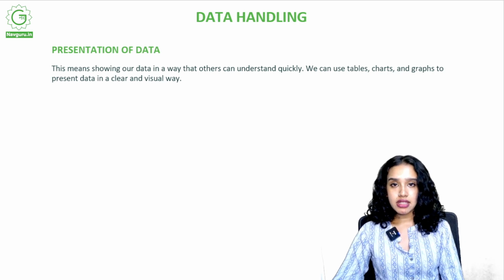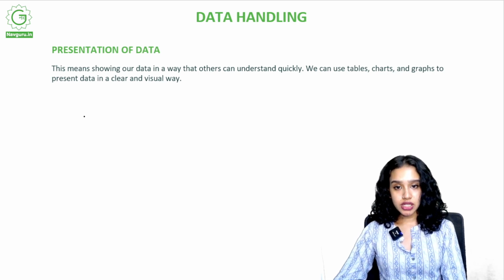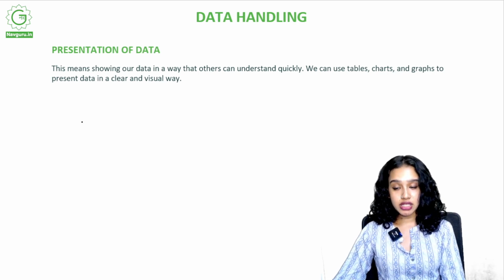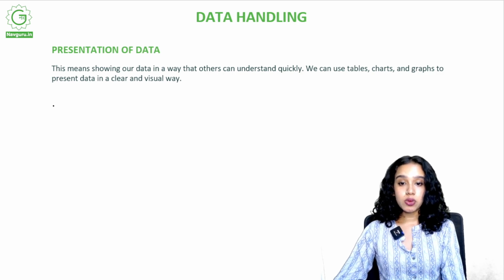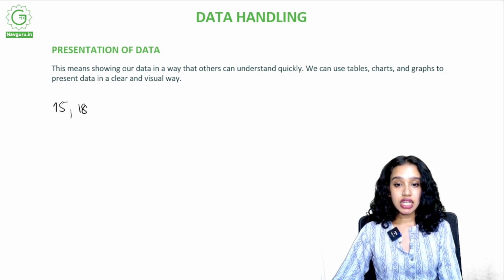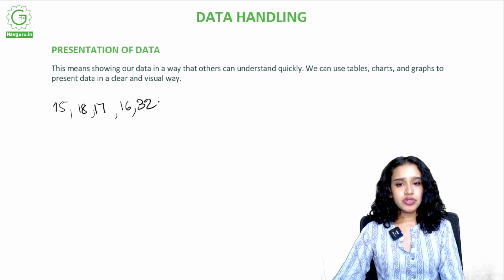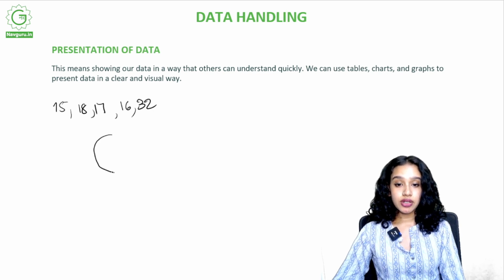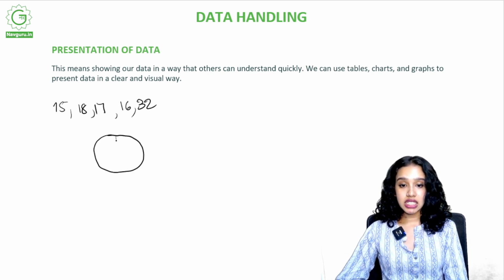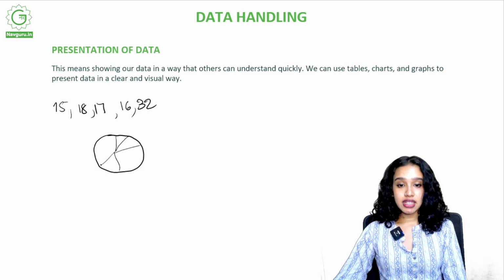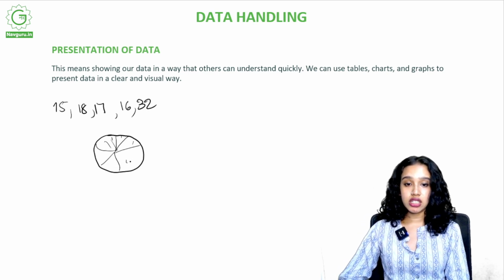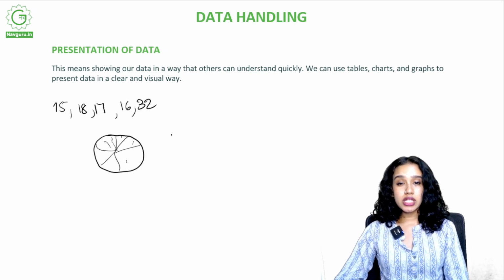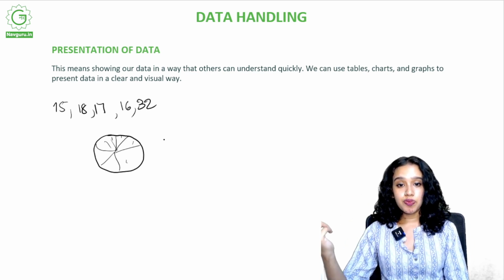So, imagine that we have two types of data to represent, right? One of them is just numbers, like 15, 18, 17, 16, 32 and so on. In the other way, we are representing it with figures, like I am drawing a pie chart and dividing it and saying that this is 15, this is 18 and this is this much and this is 32, right? Now, which is more visually appealing to you?